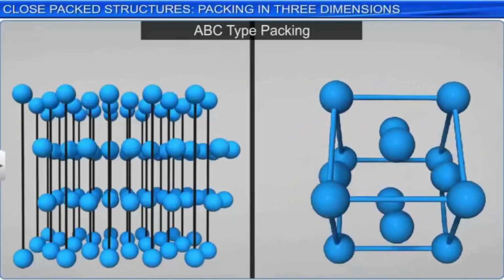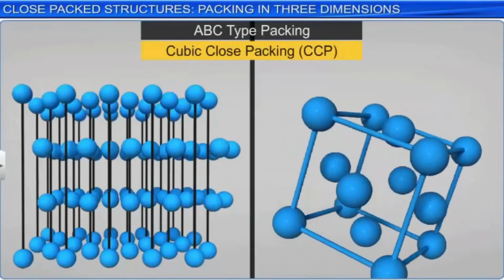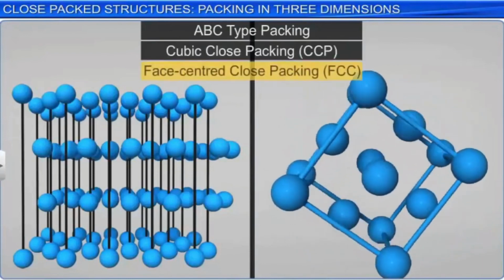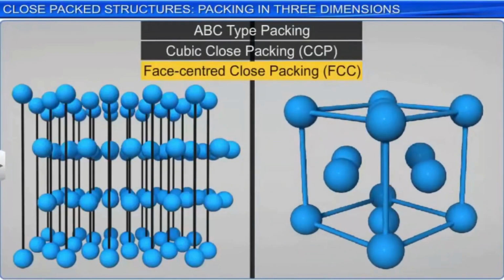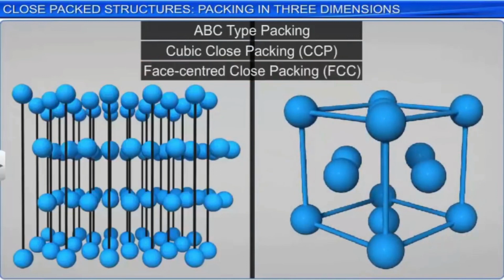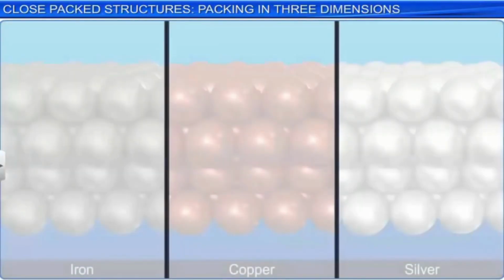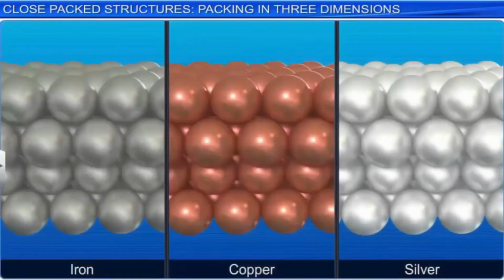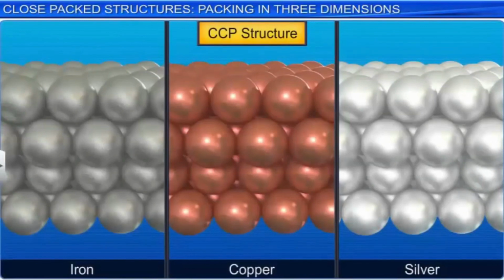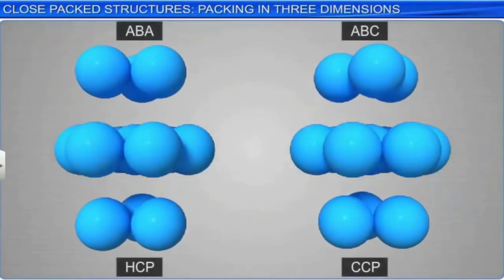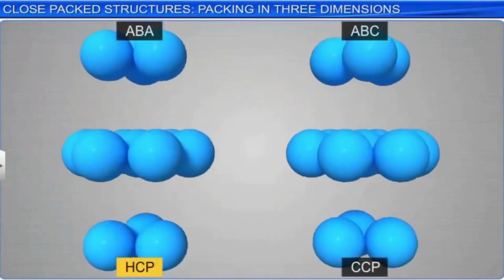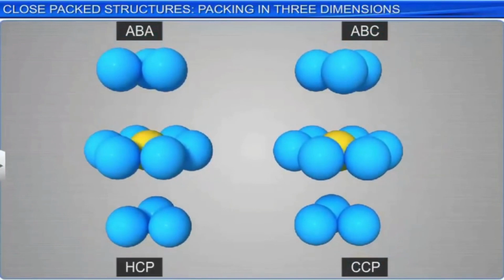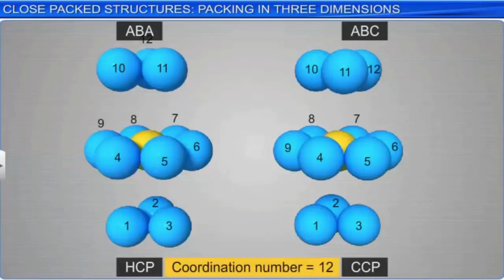It is also called cubic close packing, CCP, or face-centered close packing, FCC. Metals like iron, copper, and silver crystallize in CCP structures. Further, as can be seen in hexagonal close packing and cubic close packing, a sphere has the coordination number 12.